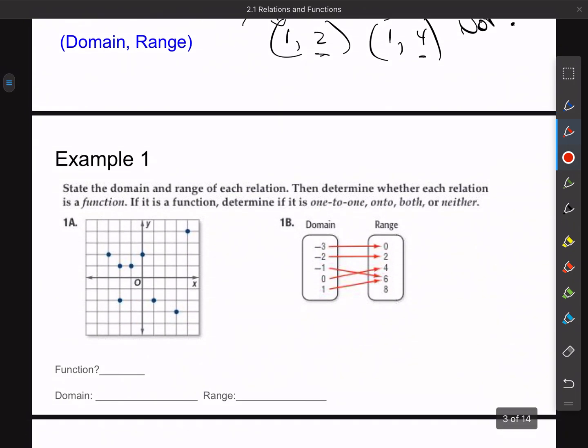Here we go. Example 1. State the domain and range of each relation, then determine whether each relation is a function. If it is a function, we're going to actually skip this part of the directions. We're not going to worry about the one-to-one or onto functions for now. We're just going to state the domain and the range after we determine if it's a function.